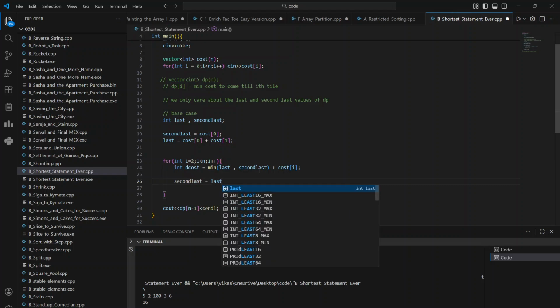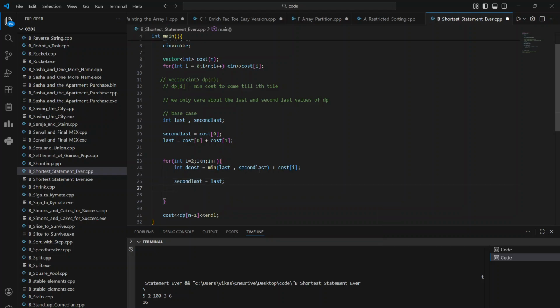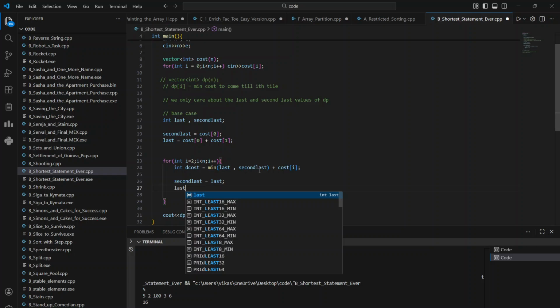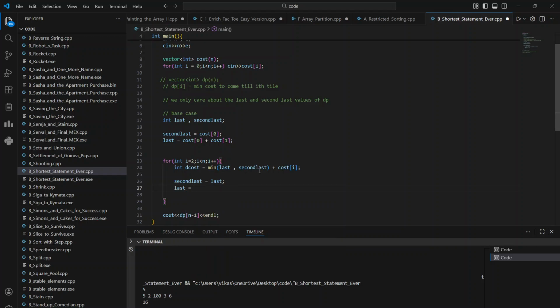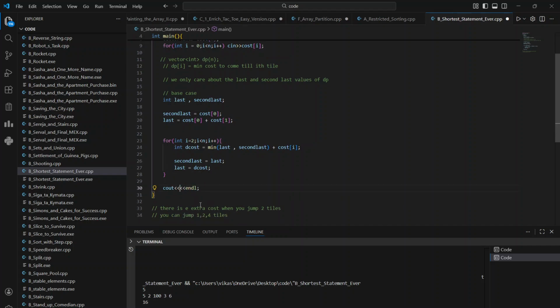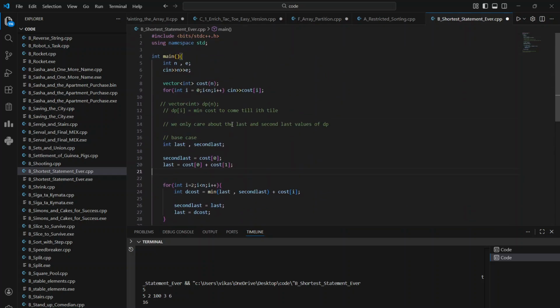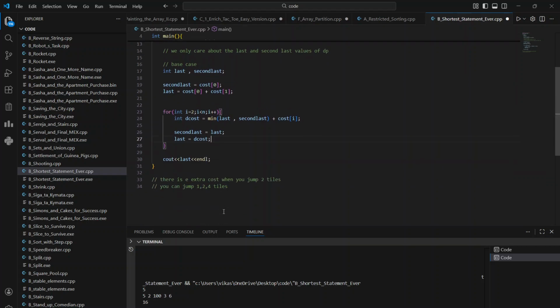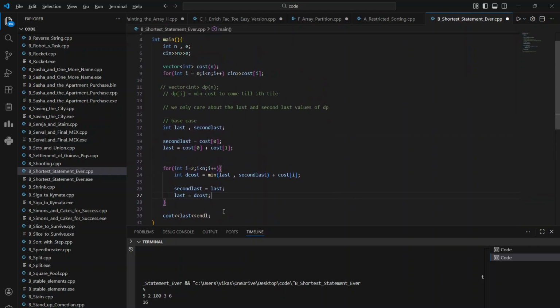So now the second last will become our last, right? And now our last will become the current dp cost. That's it. And now when you have to give the answer, it is just the last. I hope that you can understand this, and that was it for this question.